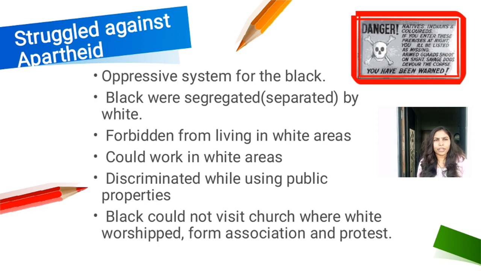Like over here on the top of this video, you can see one poster in which you can see the sign of danger, and it's written, you have been warned. What has been warned? If you enter into the white area, then you will be missing, which means you can be killed if you enter the areas used by white people. Even they used to discriminate at worship places, like blacks could not visit the church where whites worshipped, or they were not allowed to form an association.